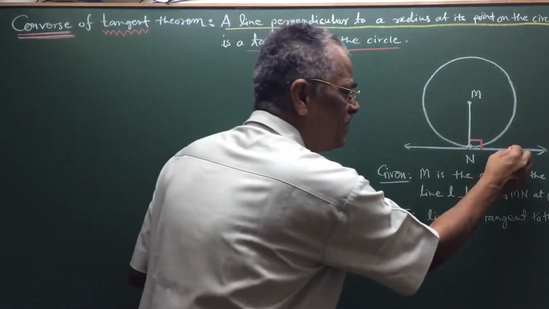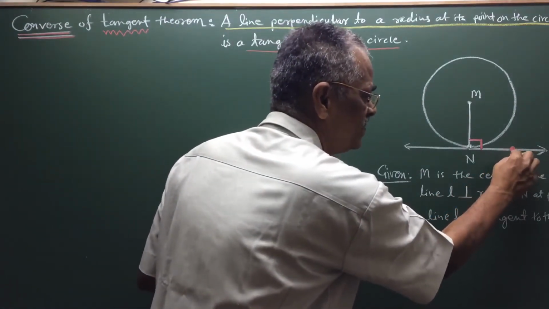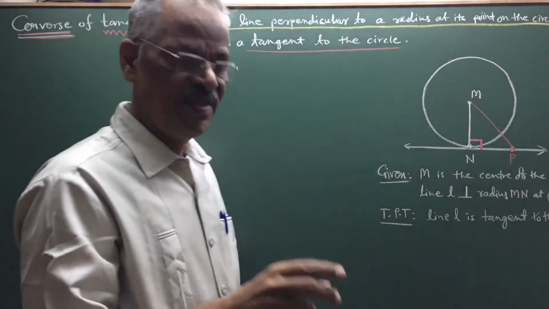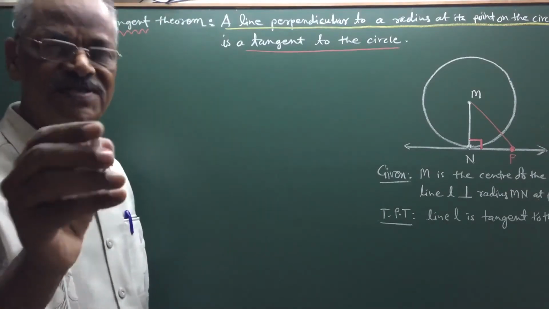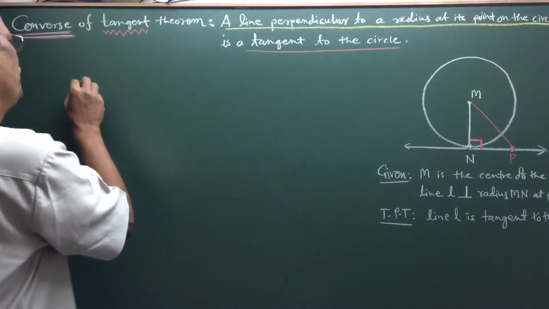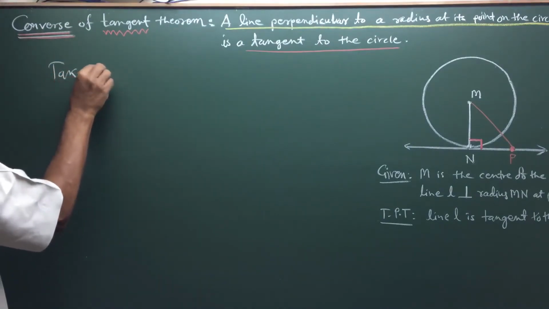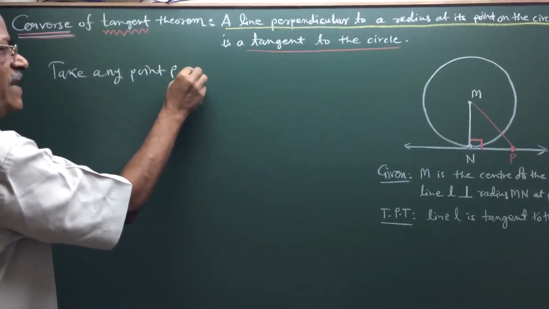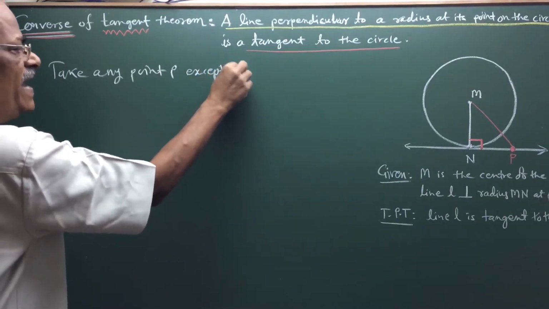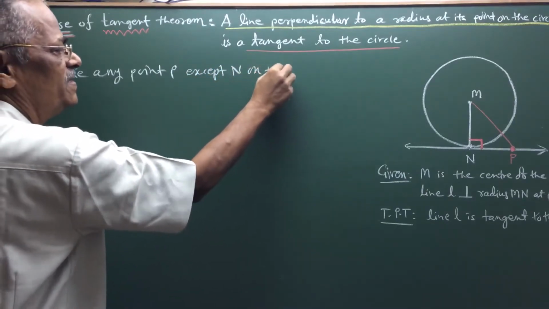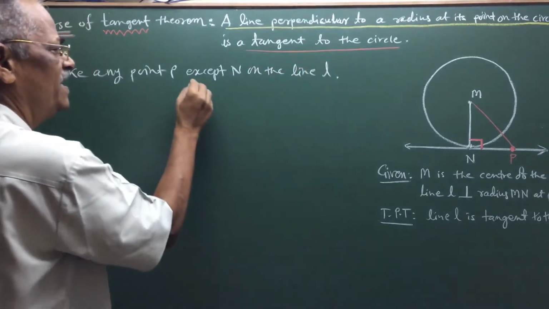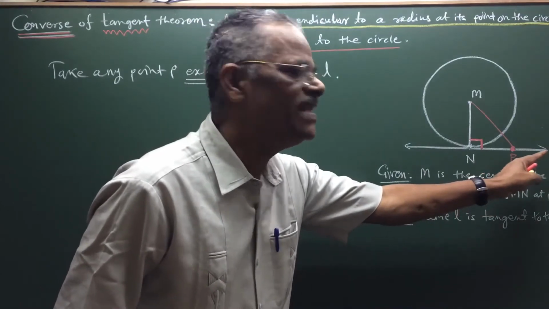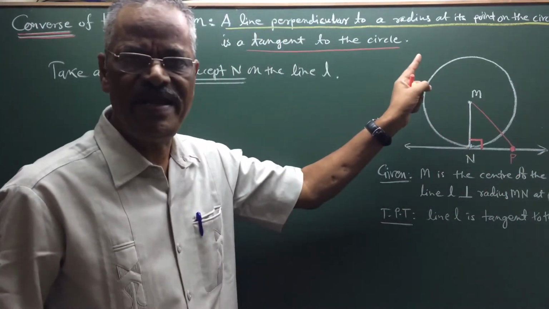Now you can take any point on the line L. Suppose it is P, and you join MP. So that is your first step. Take any point P except N on the line L. Excluding N, we select point P on the line L and we join that segment MP.